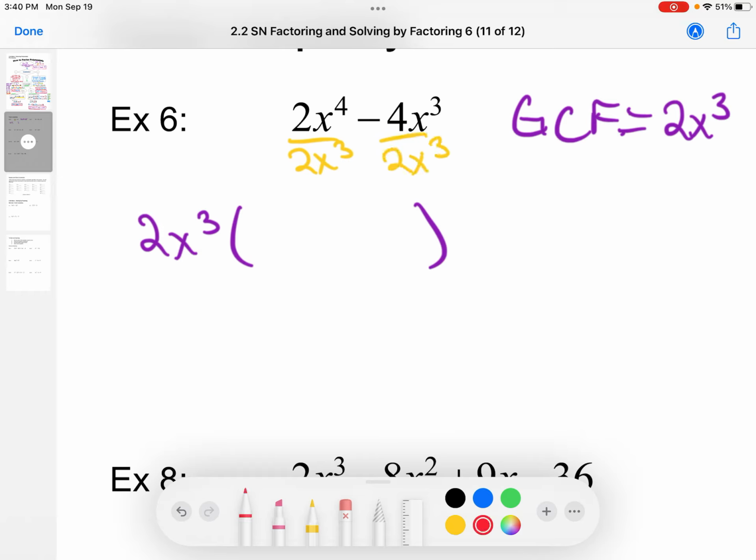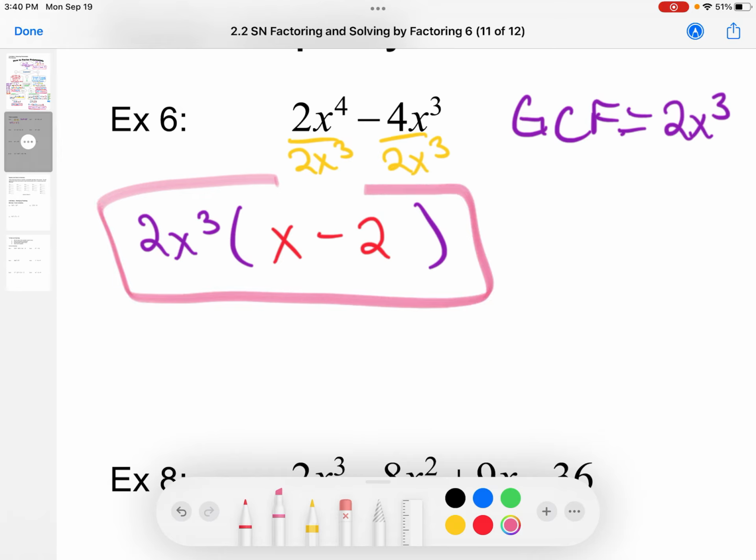That first term, the 2's divide off. X to the fourth divided by x to the third is just x, minus 4 divided by 2 is 2. X to the thirds divide off. Okay, neither one of those terms will factor any further. So this is as far as we can go.